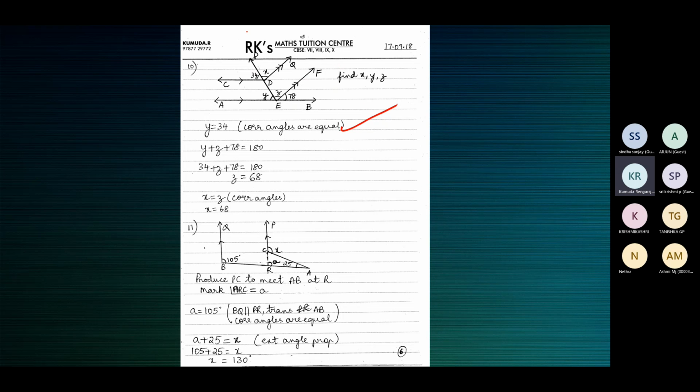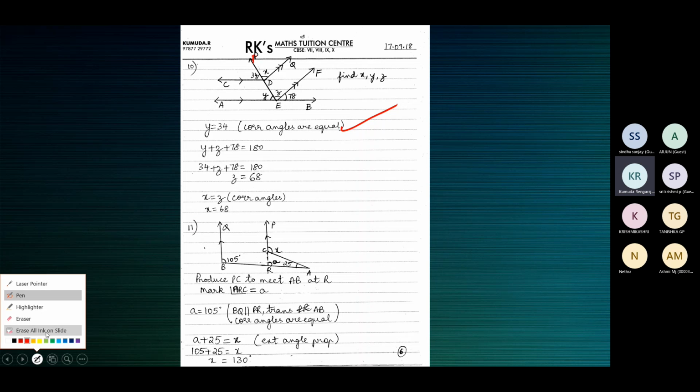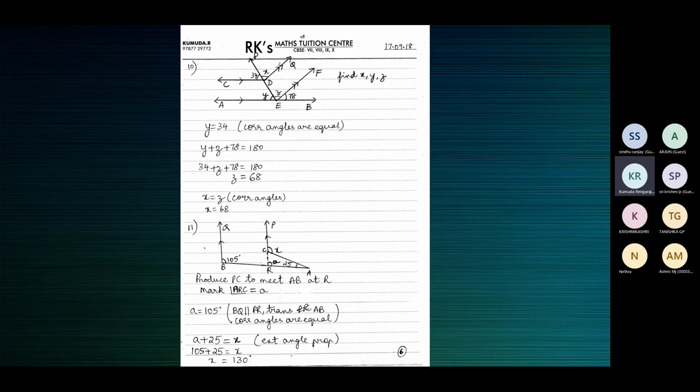CD is parallel to AB, and whatever this is, R or P, maybe P, P is the transversal. Now you found Y. You did not find X, but you found Y. And now, as we just understood earlier, Y plus Z plus 78 is equal to 180. What is the reason for that, children?